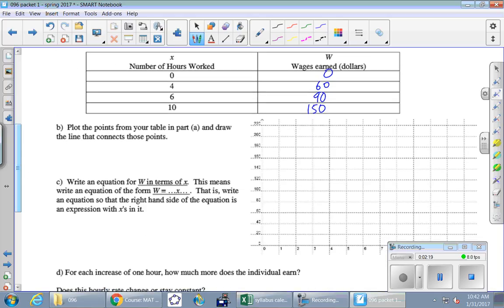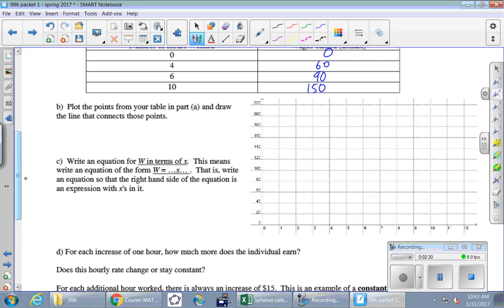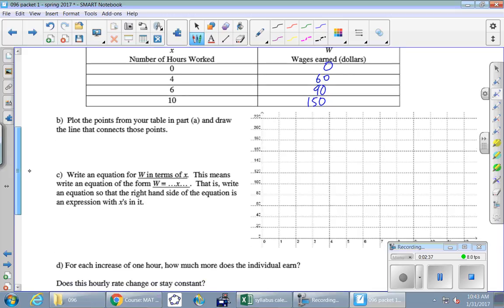Okay, so now what we're going to do in part B is plot the points from the table in part A and draw the line that connects those points. So I guess I didn't do a good job of labeling my axes here, but it's the same X, number of hours, and the same W, which is this vertical axis, which is the wages earned. So we're just going to plot some points. So the first one is at 0, 0 at the origin.